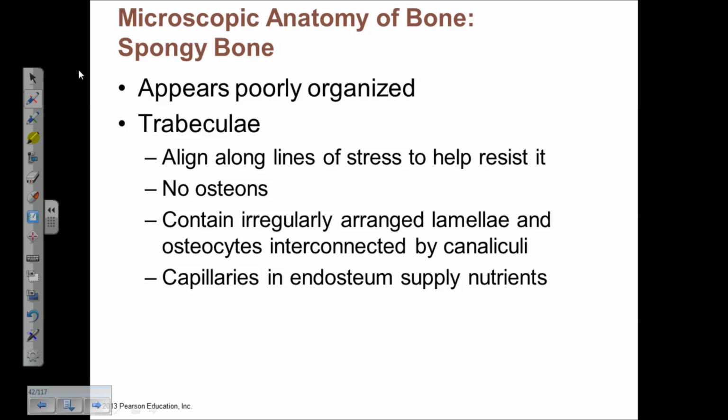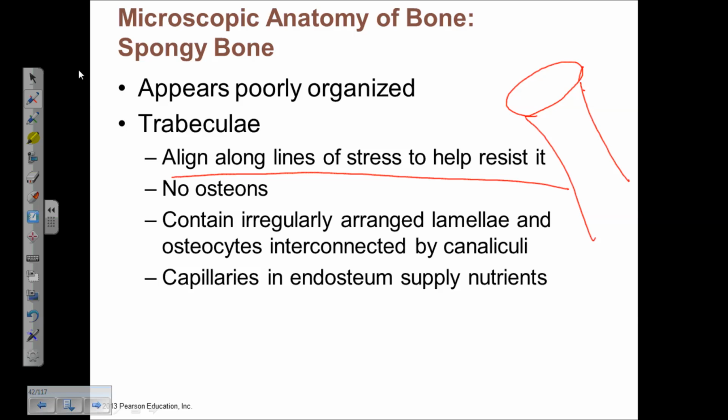Those trabeculae don't look like they have any order, although they are lined up along the lines of stress. So they also help to resist it. What I want to highlight, if you cut one of the rods of this spongy bone across, you will not see any osteons. What you're going to see, if you cut across one of those rods, and I will try to make a picture. I know that my picture is going to be, to say the least, imperfect.